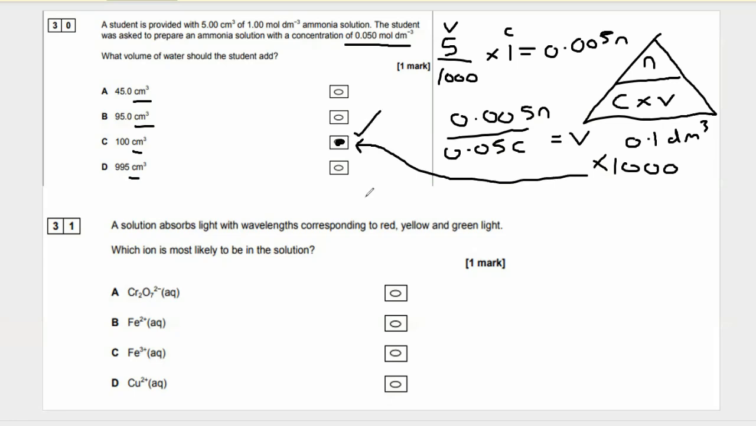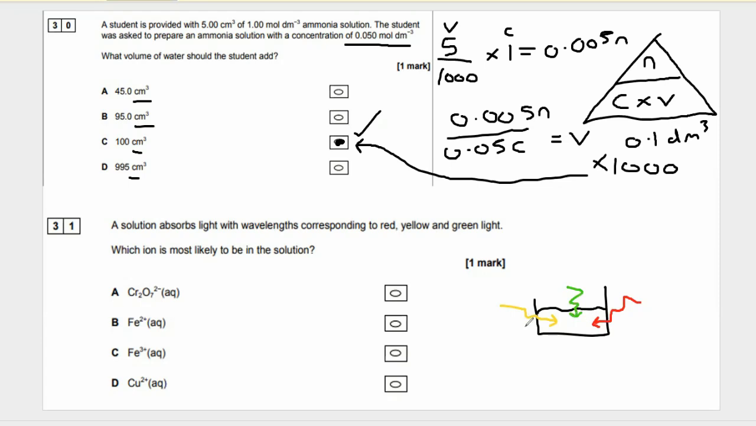Okay, let's look at question 31. A solution absorbs light with wavelengths corresponding to red, yellow, and green. So if something is absorbing red, yellow, and green, you know from key stage 3 it's not going to look red, yellow, and green because they're going away. So what color is bouncing off? Well, if red, yellow, and green are being absorbed, it stands to reason that the blue light is being reflected. And if blue light is being reflected, which of these ions has a blue color?